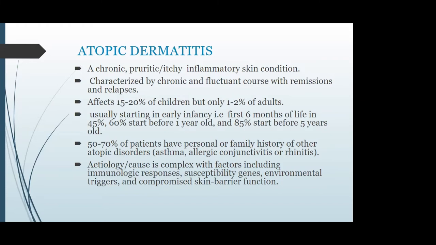Another very key thing about atopic dermatitis is that in most cases, there is a family history of atopy. By atopy, I mean allergic disorders, such as asthma and allergic rhinitis. A lot of them have a family history of, you know, allergic conjunctivitis.